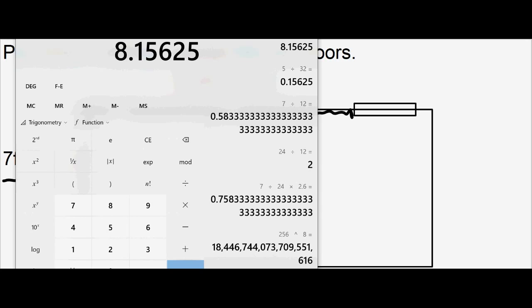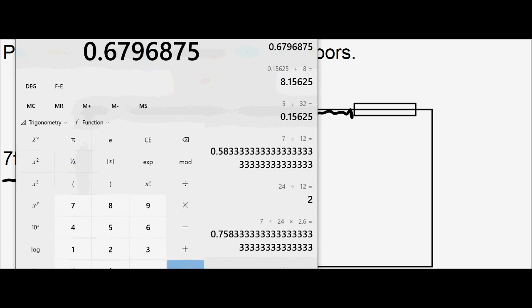I want that to be feet, though. So I'm going to think about it. I have 8 inches. If I measure that in feet, it's going to be smaller. Or I can say I need to know how many 12s are in 8.15625. So I have to divide by 12. And that actually gives me the number of feet that is equivalent to 8 and 5/32 inches.